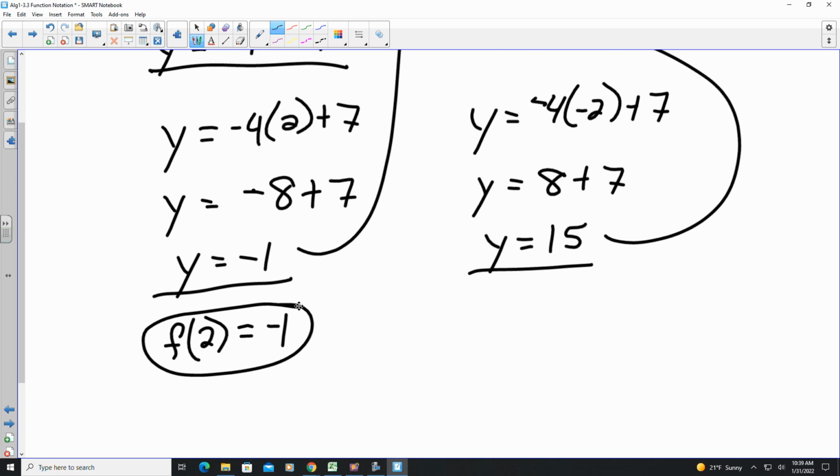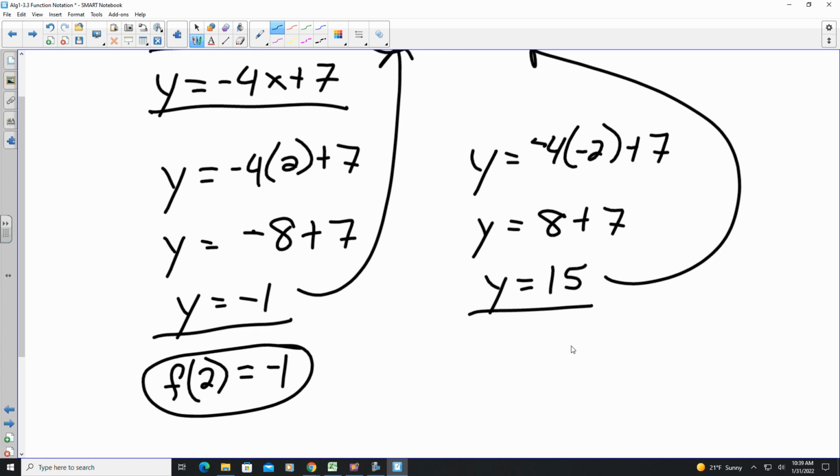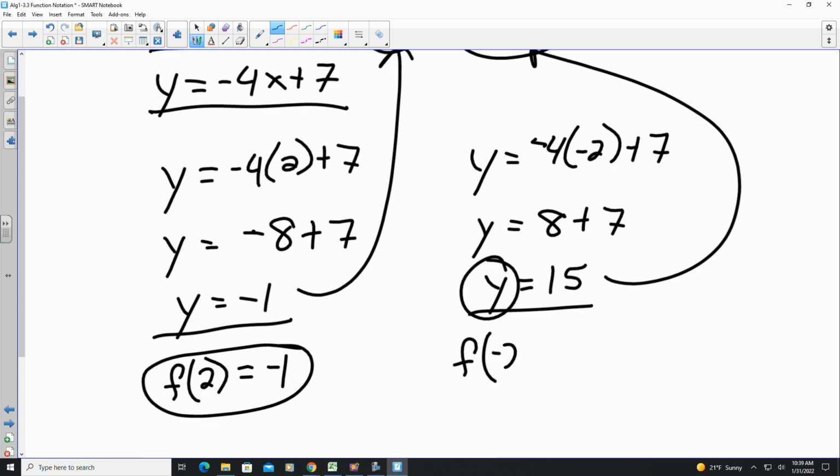If you look at the next answer, y equal to 15, again, you're replacing y now with f of, and now you use the value that you put in for x to get your answer, which was negative 2 in this particular instance, and that is going to be equal to positive 15. That is how they would like you to write it in function notation.